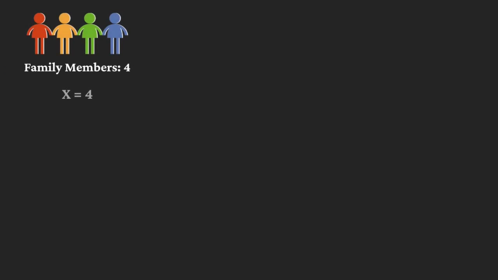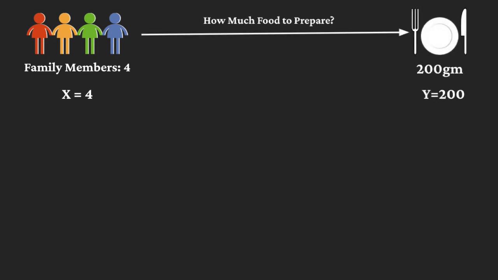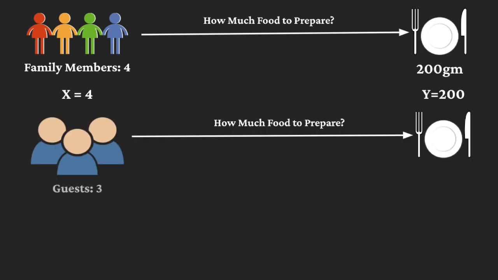Let's take an example. Suppose you have a family with 4 family members, right? And your mom is responsible for preparing food for everyone. She's been doing this for years, so she exactly knows how much food she will need to prepare for 4 people, right? For our example, 200 grams. Now, if you get 3 guests, how much food will she need to prepare, right? This is nothing but a regression, and it is surprising that she always gets it right.